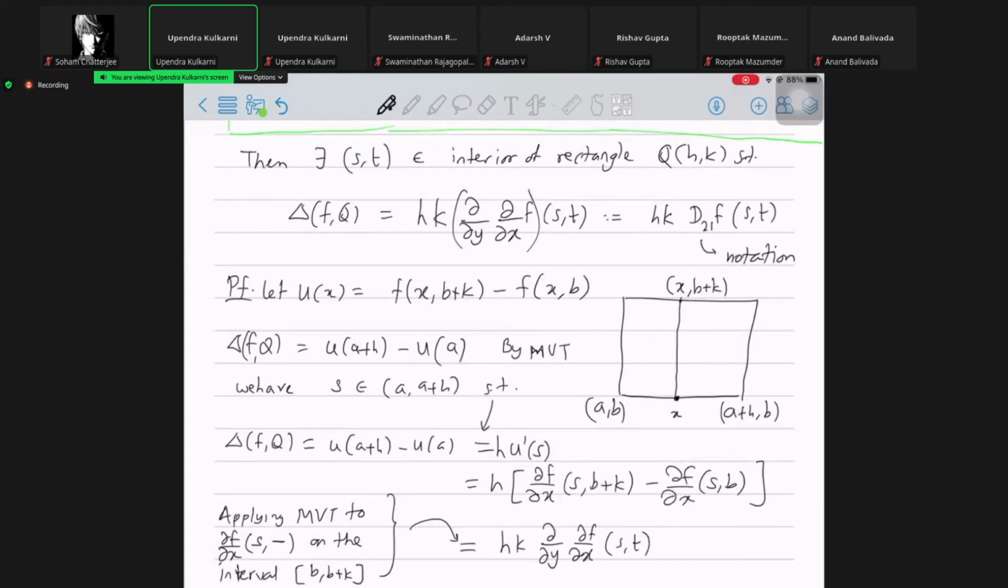That means that the function f regarded as a function in the first variable. See, this function u, I needed to apply the mean value theorem to that. That is a function of x. That means that on every vertical line segment, I need to be able to apply it.